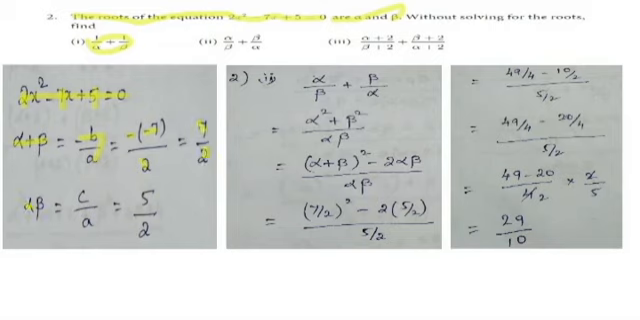Alpha beta, product of roots, is nothing but the formula is c by a. C value is 5 and a value is 2. So alpha beta is 5 by 2. So alpha plus beta is 7 by 2, alpha beta is 5 by 2. We are going to substitute these two values in this and we need to find the value of that.